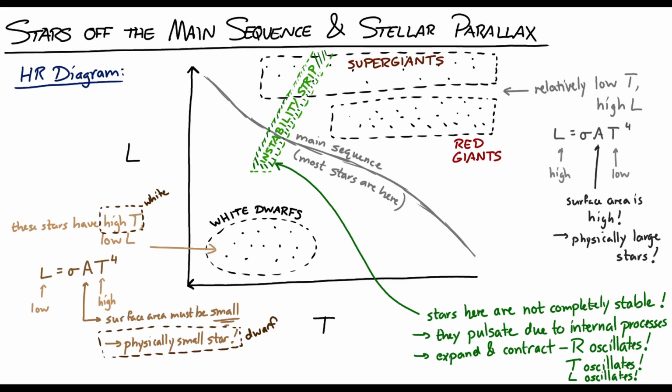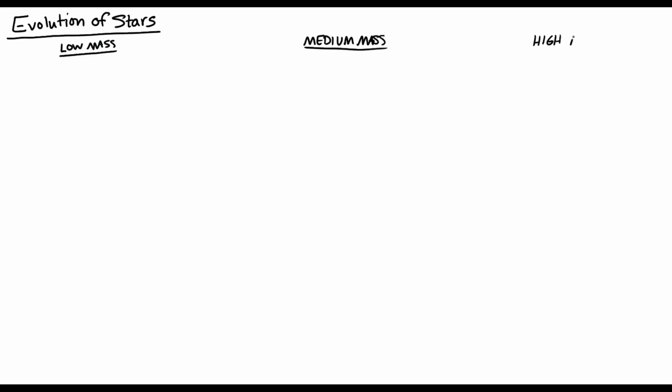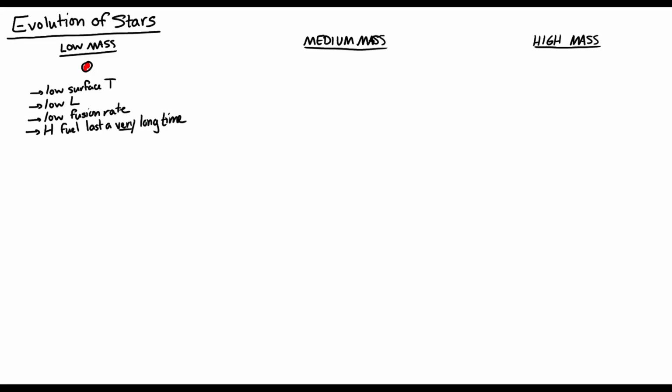Now, in order to explain what white dwarfs are and red giant stars are and red supergiant stars are, we have to think about the evolution of stars once they leave the main sequence. So we're going to do that, and we'll think about a low mass star, a medium mass star, and a high mass star. A low mass star, remember, has a relatively low surface temperature, so it appears red. It has a relatively low luminosity, and it has a low fusion rate. So it takes it a very long time for it to use up its hydrogen fuel.